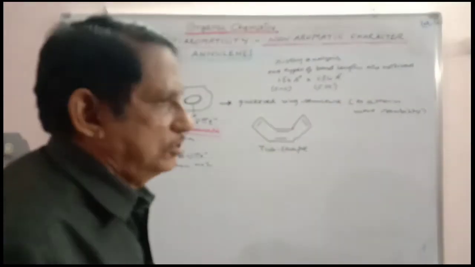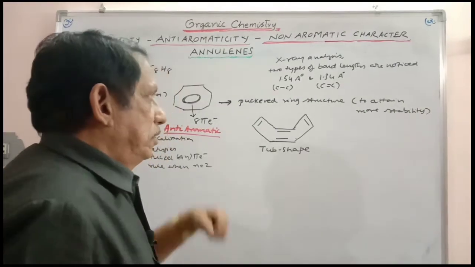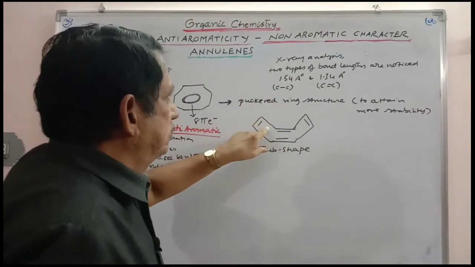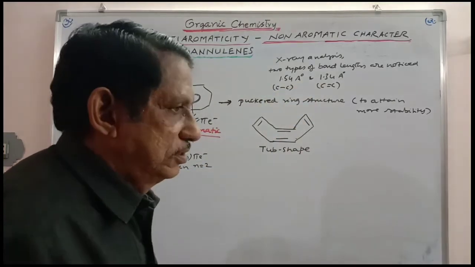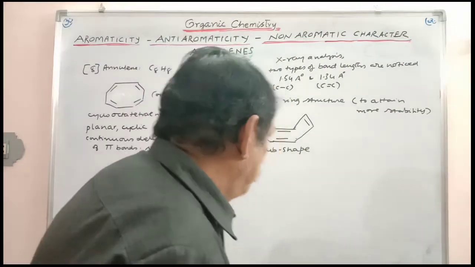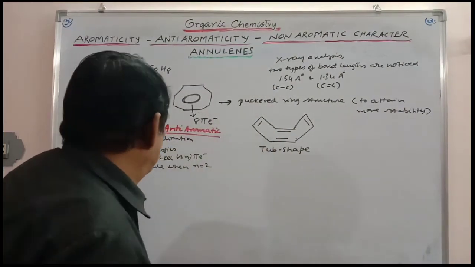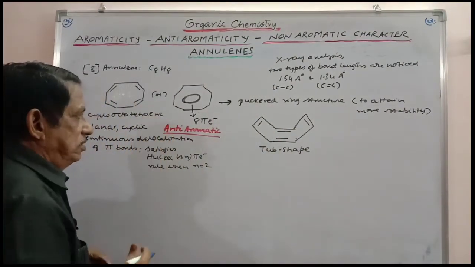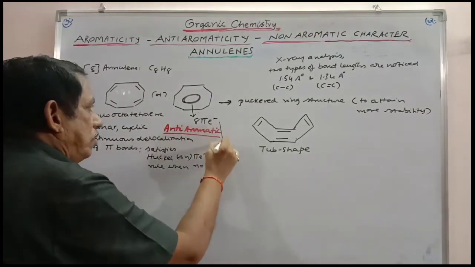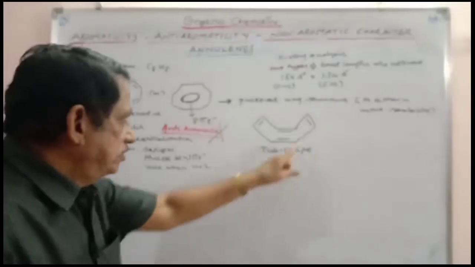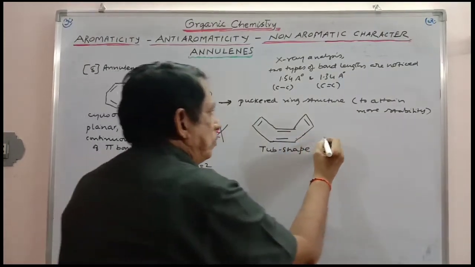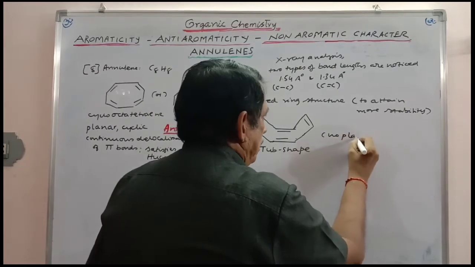This is the puckered ring structure. Thereby, the bond lengths are also 1.54 for single bonds, 1.34 for double bonds. This is in agreement with the practical data. And so, whatever you prescribed for this as anti-aromatic character, that goes wrong. This is correct, as this is having no planarity, no planar.